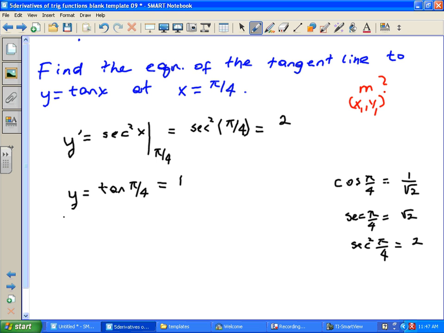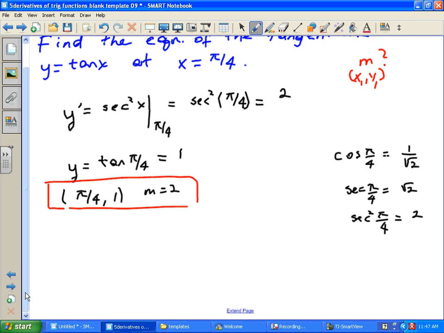The point is pi over 4 comma 1, and the slope is 2. So now we're supposed to write the equation of a line with that information. To do that, we just put it in the point slope form of the equation of a line. y minus 1 equals slope times x minus pi over 4.